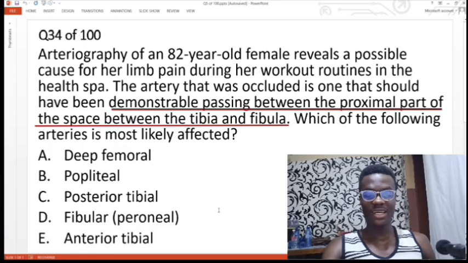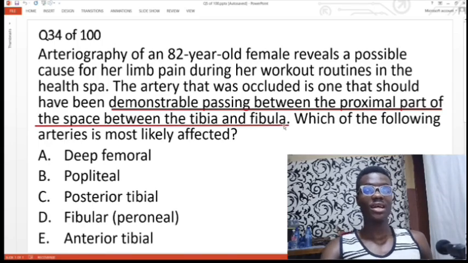So the correct answer here is the anterior tibial artery, because they asked which one passes through the proximal aspect of the space between the tibia and the fibula. That is the opening in the proximal part of the interosseous membrane, and that is the anterior tibial artery.